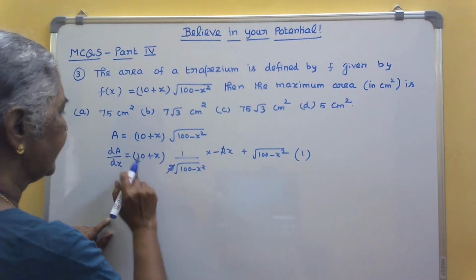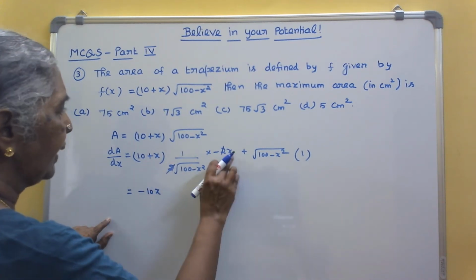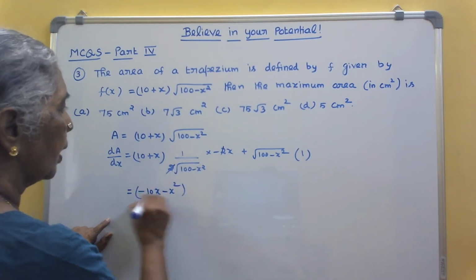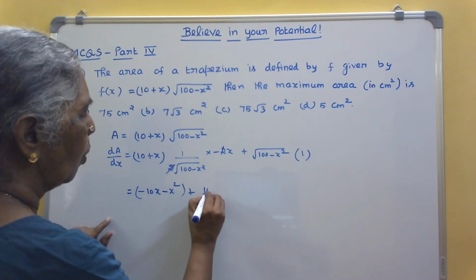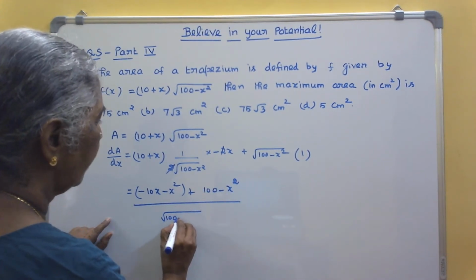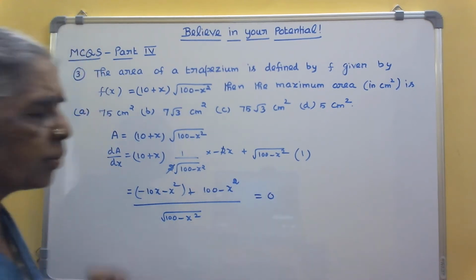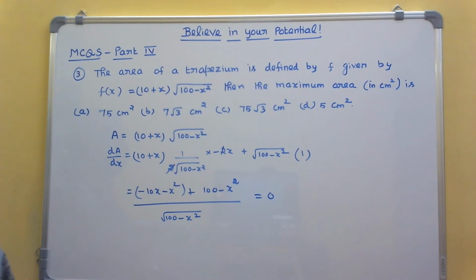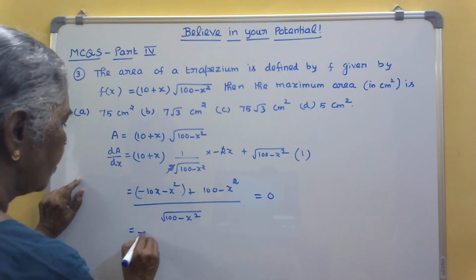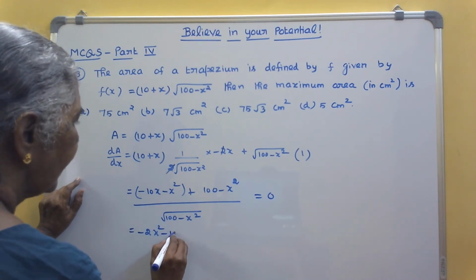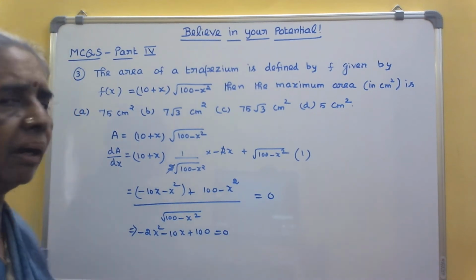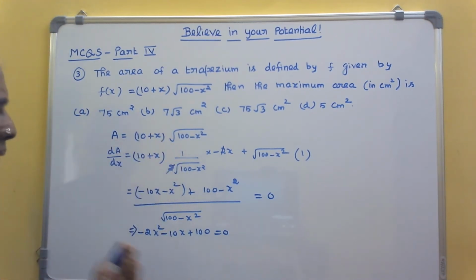So you will get minus x into this, which will be minus 10x minus x squared. Here this into this means the root will go. I will get 100 minus x squared divided by root 100 minus x squared. Equate this to 0 because dA by dx will be 0 when the area is maximum. So here you will be getting minus 2x squared minus 10x plus 100 equal to 0, because when the denominator goes to that side, it is automatically 0 into that.